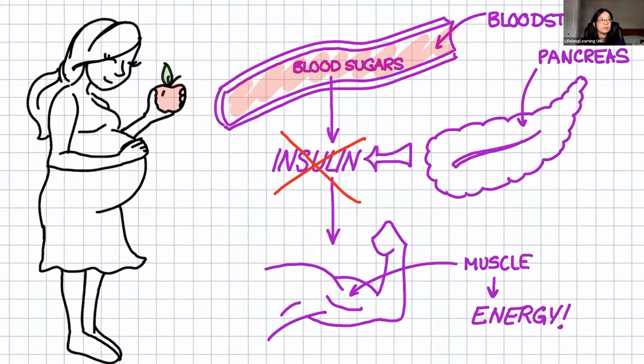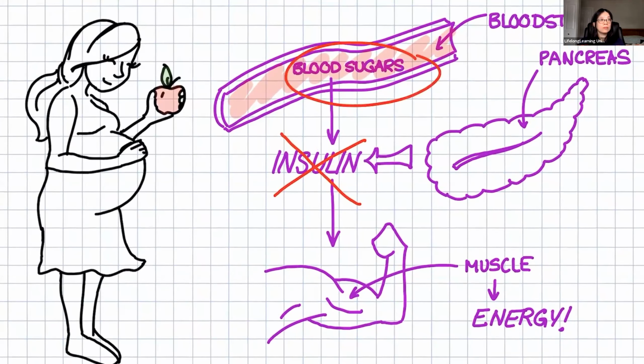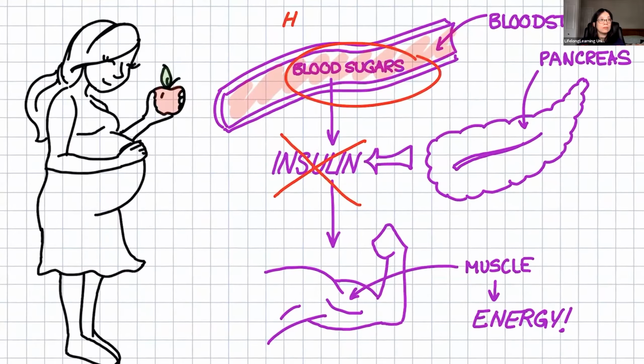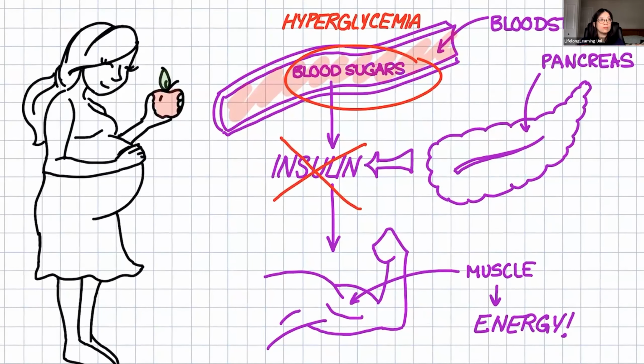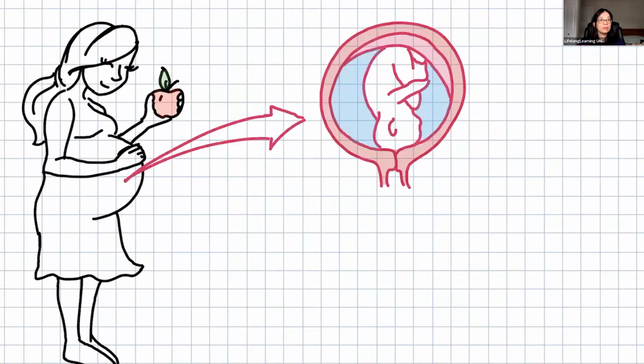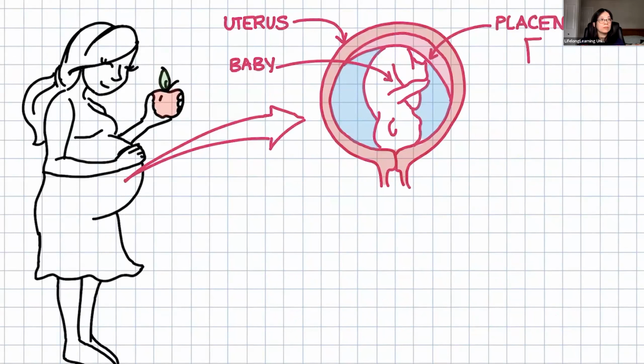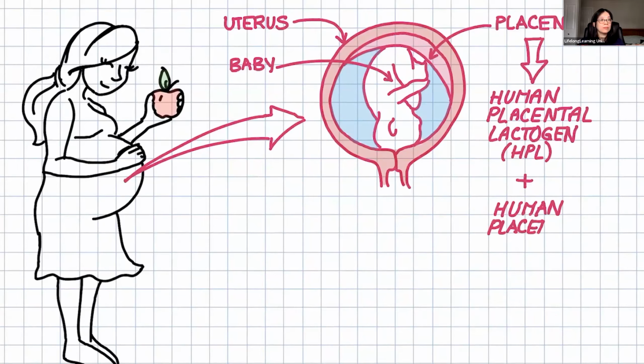Without enough insulin, the sugar is stuck in the bloodstream and can build up. This is called hyperglycemia, also known as raised blood sugars. When the blood sugars are too high for an extended period of time, we call it diabetes. During pregnancy, the placenta in the uterus makes sure your baby has the nutrients and oxygen it needs, so it produces some other hormones that help to ensure the blood sugars are high enough.